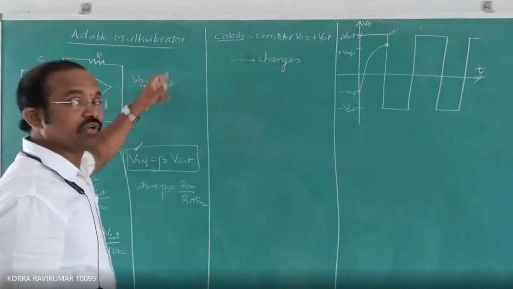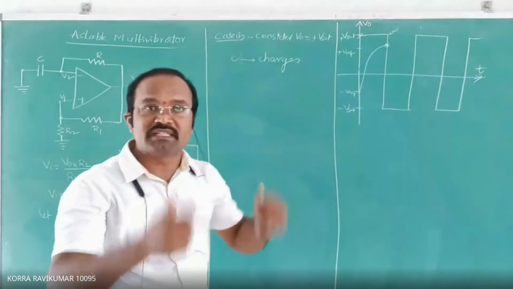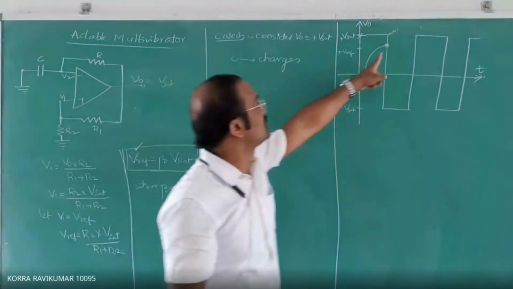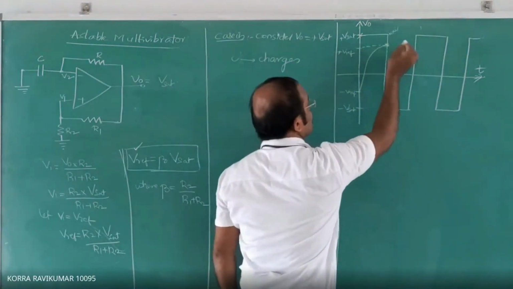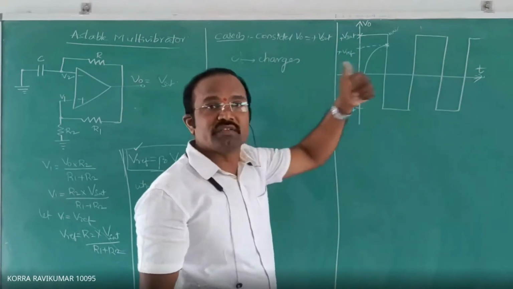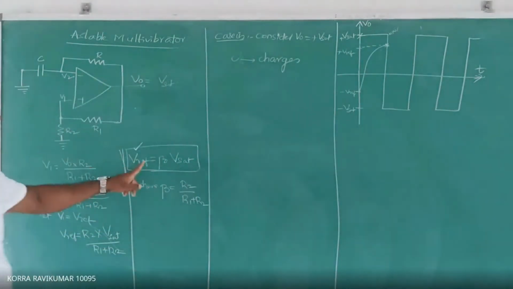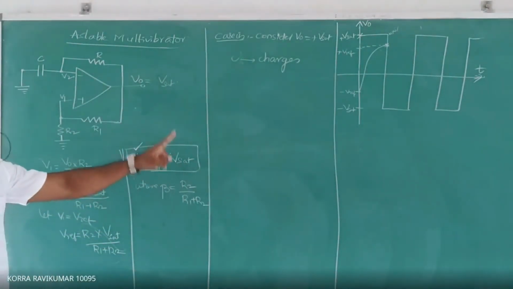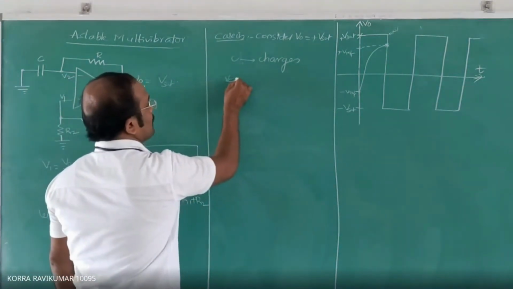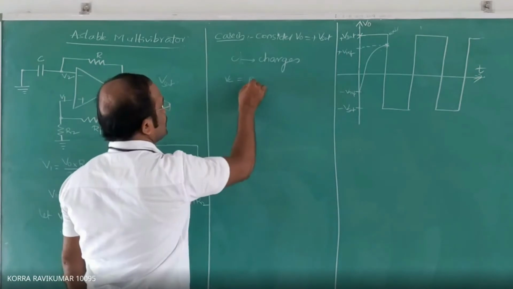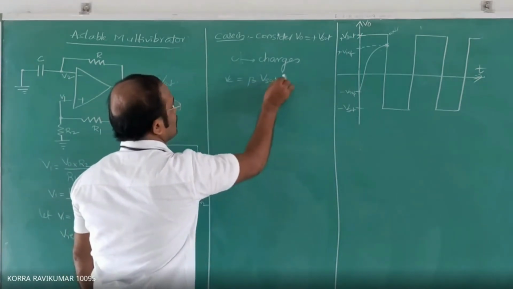So it charges up to 90% of this value. What is that 90% value? Which is equal to V reference. What is the V reference value? Look here. V reference equals beta into V saturation. So the voltage across the capacitor is equal to beta into V saturation.